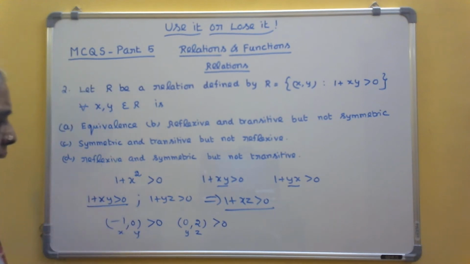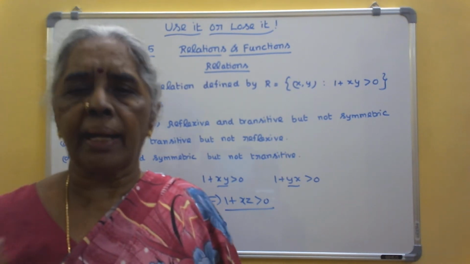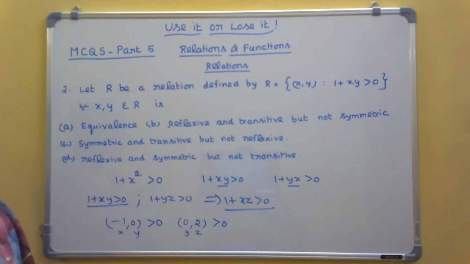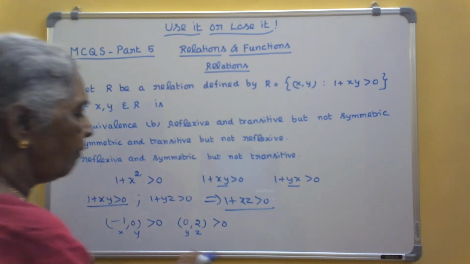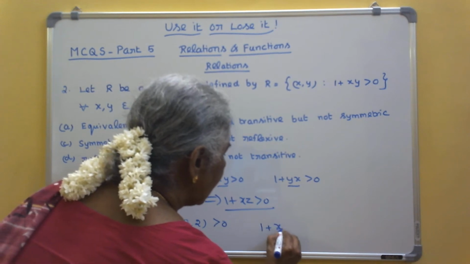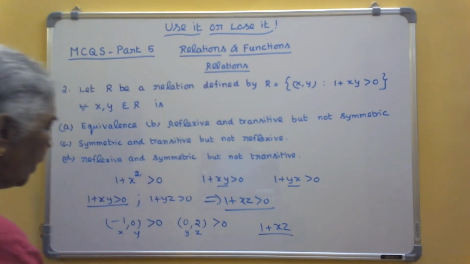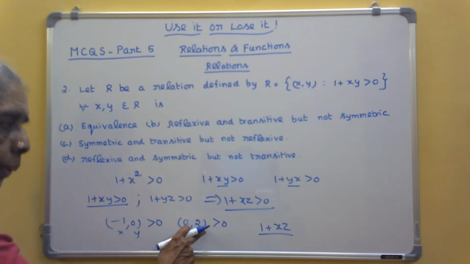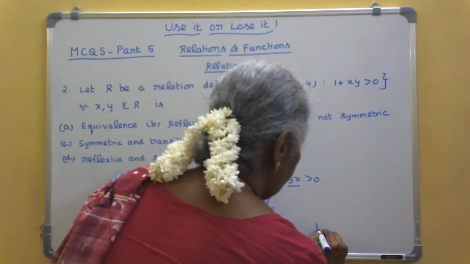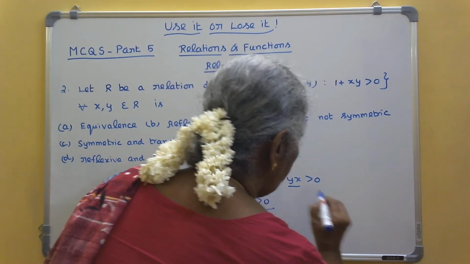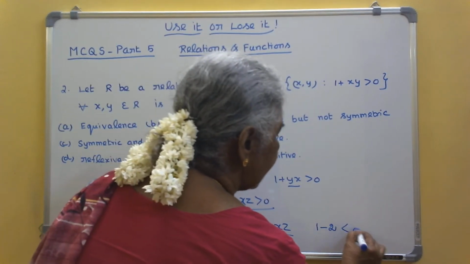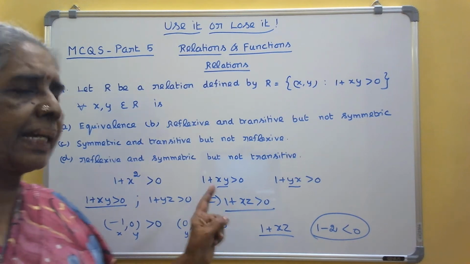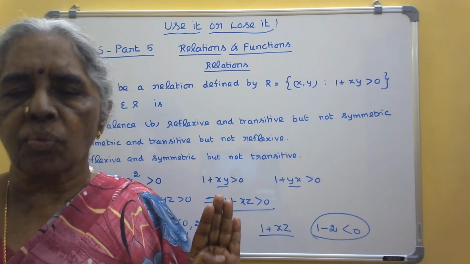So now I have got 1 + xy greater than 0. I have got 1 + yz greater than 0. So now I will check what happens to 1 + xz. Now what is x? Minus 1. What is z? 2. So I will get 1 minus 2, right? This is less than 0. So we are not getting 1 + xz greater than 0.